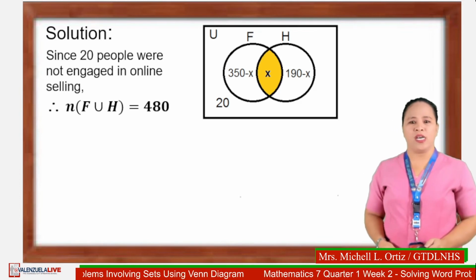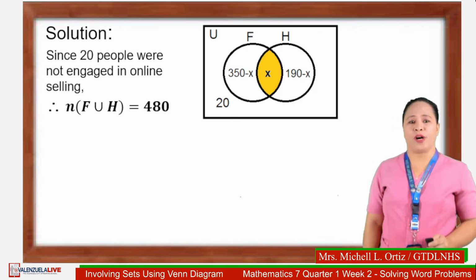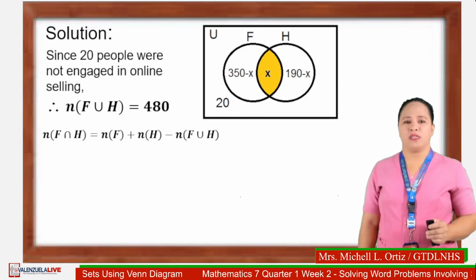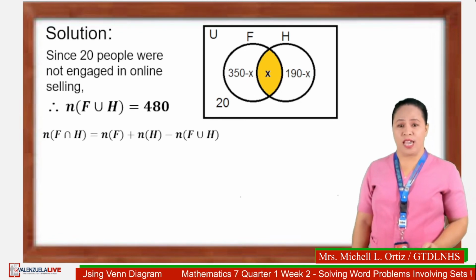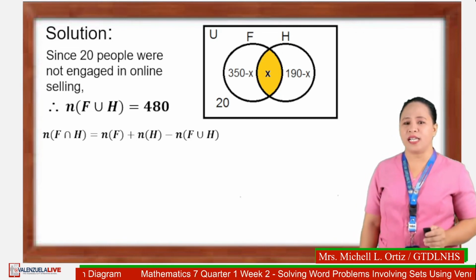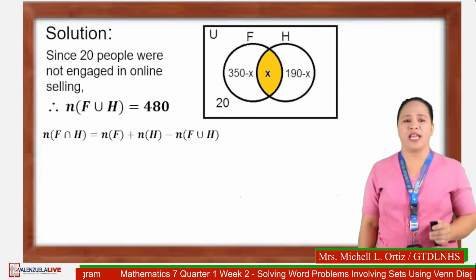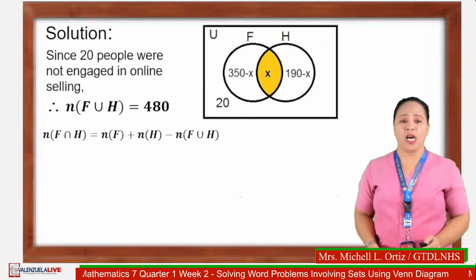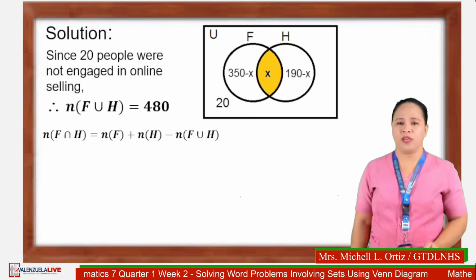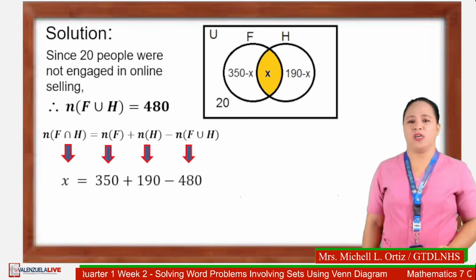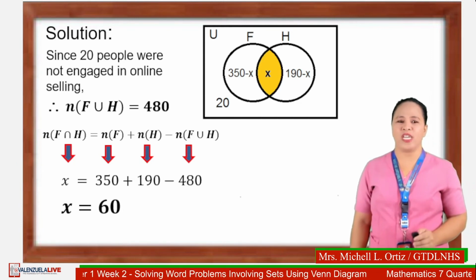To solve this, we are going to use the formula: the cardinality of F intersection H equals the cardinality of F plus the cardinality of H minus the cardinality of F union H. Filling in the information that we have and solving for X, X equals 60.